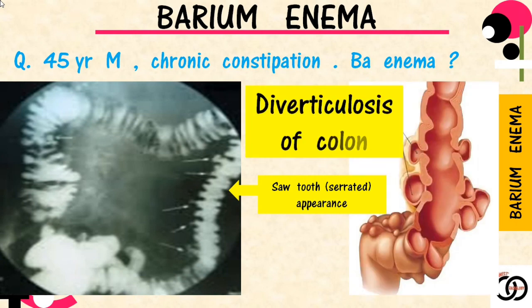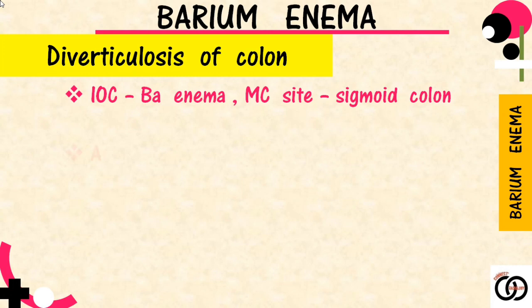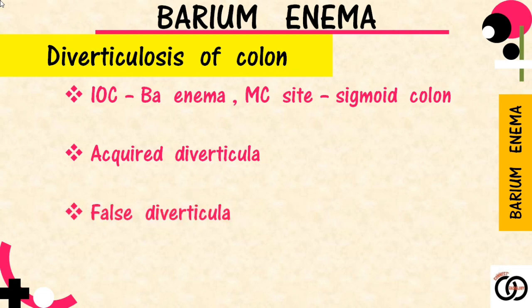There are multiple diverticula, but remember, no inflammation. Remember, barium enema is the investigation of choice for this condition. Now a few words about diverticulosis. These are acquired diverticula. Remember, these are acquired, not congenital. These are false diverticula. Why false? Because these are composed of mucosa only, not all the layers of the intestine. And they appear on the mesenteric border of the intestine.